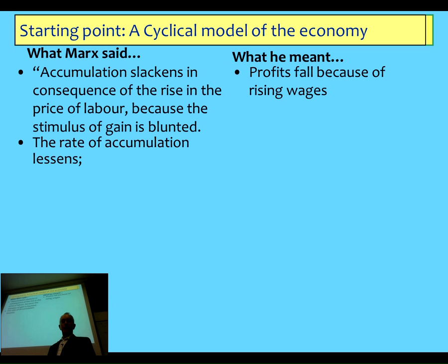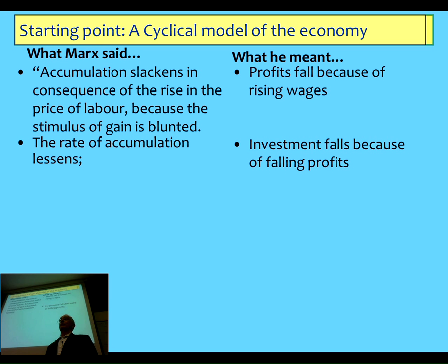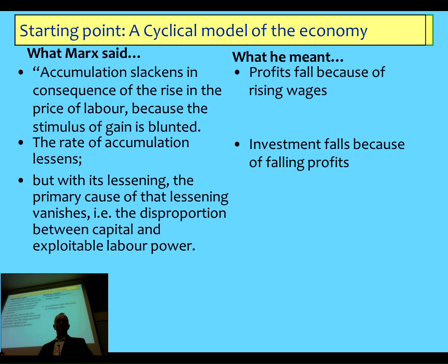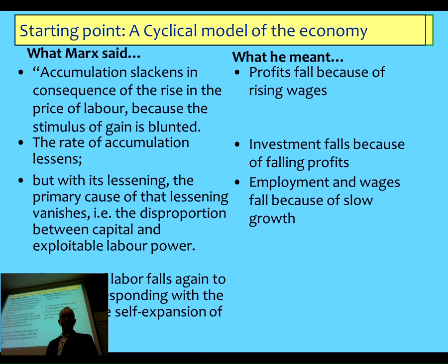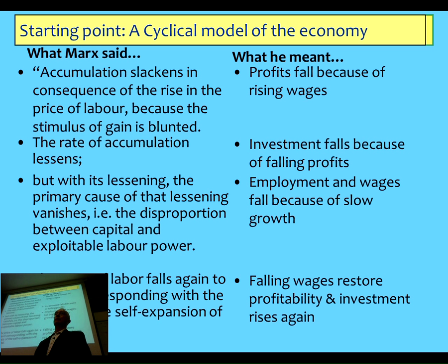The rate of accumulation lessens, investment falls, less investment taking place. With this lessening, the primary cause of lessening vanishes, the disproportion between capital and exploitable labour power. Employment and wages fall because of slow growth. Okay? The price of labour falls again to a level corresponding with the needs of the self-expansion of capital. Falling wages restore profitability, and investment starts all over again. So that's the vision that Marx had.